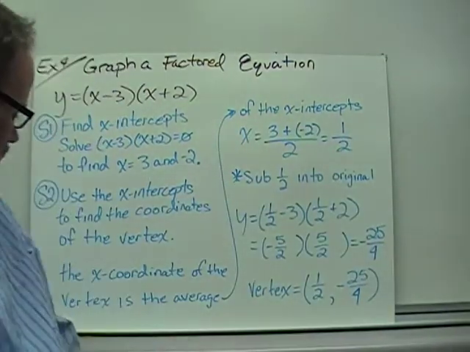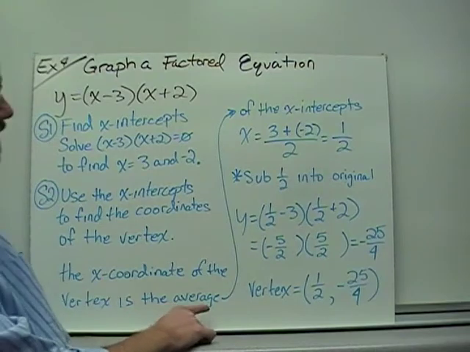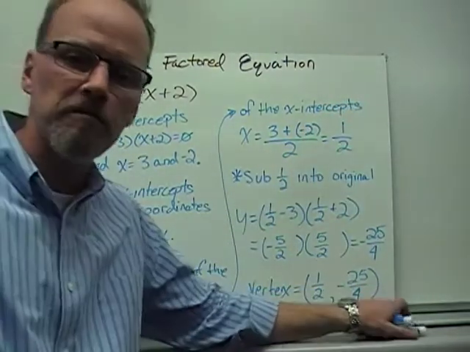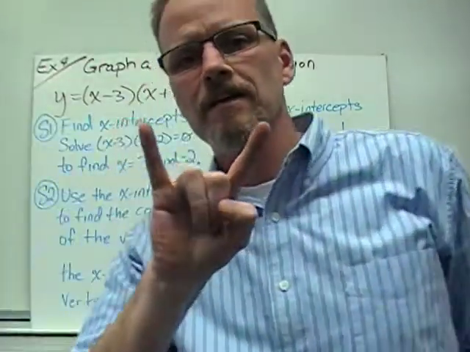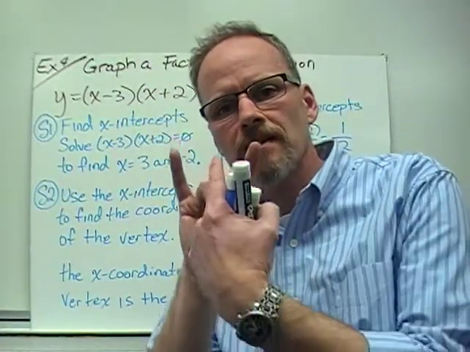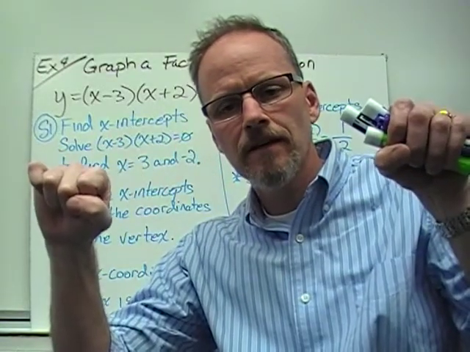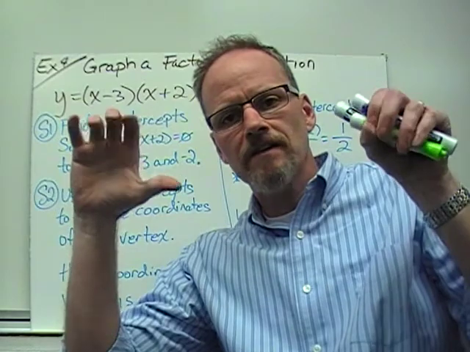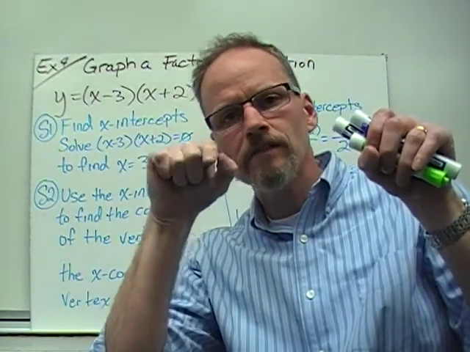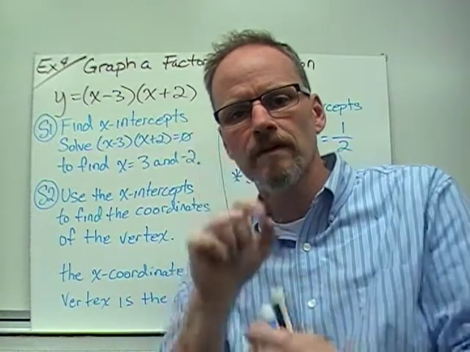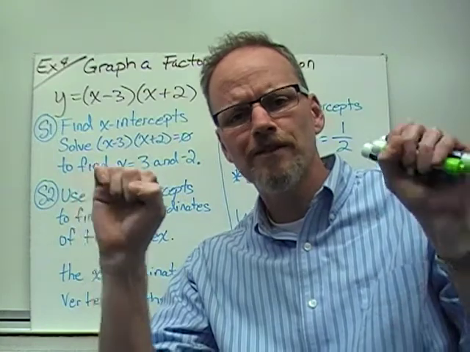Why is the x-coordinate of the vertex the average of the x-intercepts, especially for a quadratic? Well, remember that a quadratic is like this, and there's a line of symmetry right between the x-intercepts. So if I have this number and this number, I can take the average of these two, and I'll have the center point of the vertex. That's why I can use just the average of the two x's. Super cool.